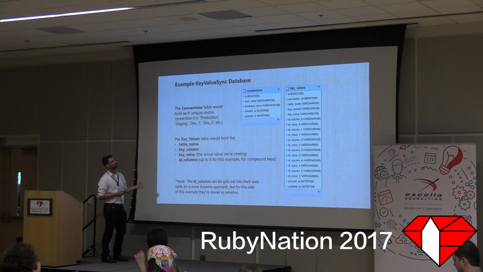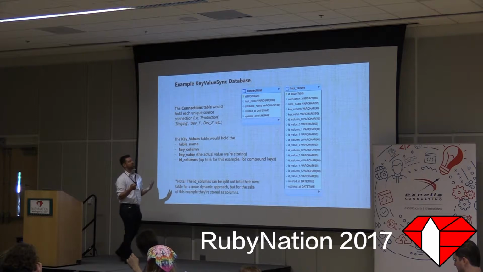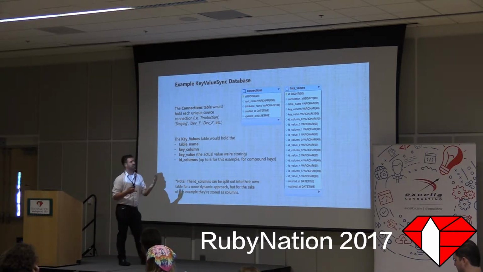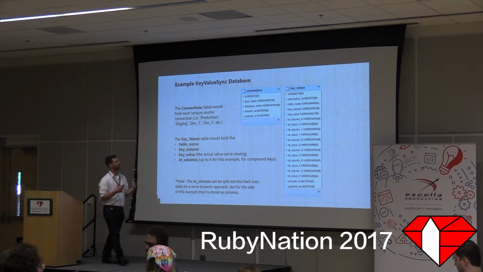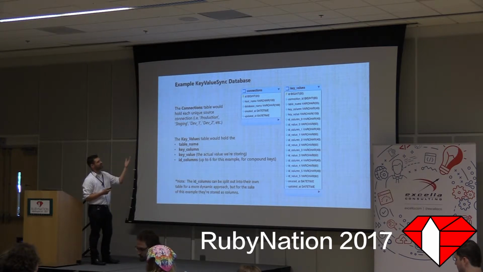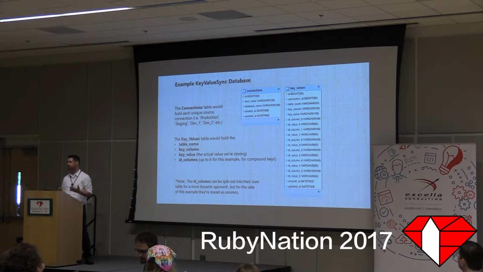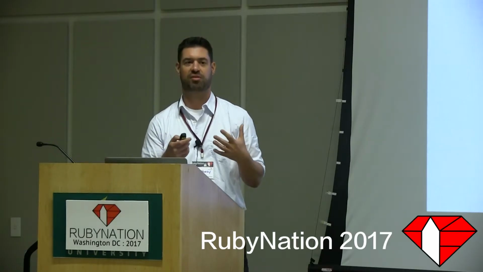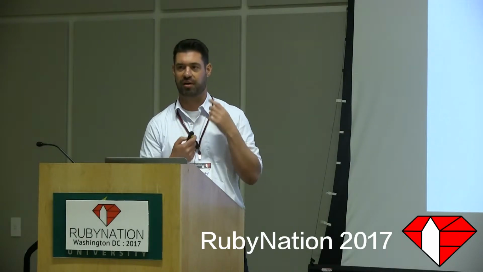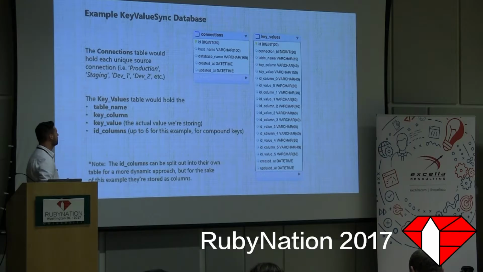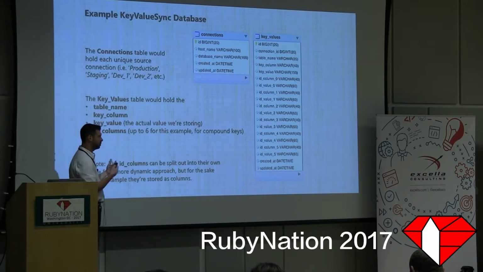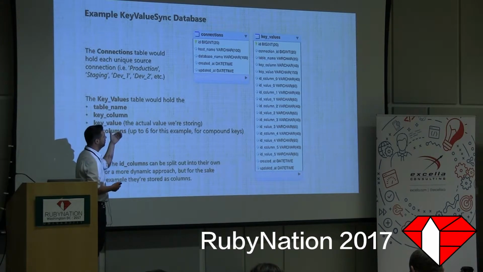So here's an example of what this key value sync database would look like. In this example, it's actually kind of scaled down. But we've got a connection table, which really just holds the host name and the database name. This is going to be a unique connection per instance. So my dev region is going to have 1 connection in this table. The staging region is going to have, depending upon the database, one connection.